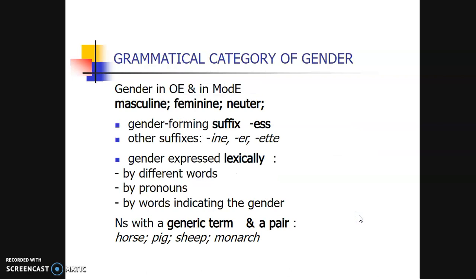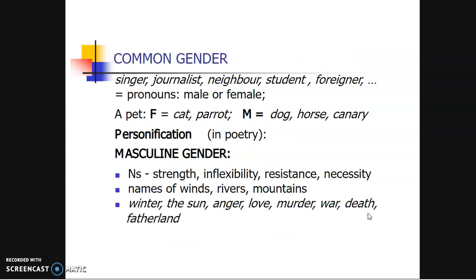Grammatical category of gender. Gender in English: masculine, feminine, neuter. Gender-forming suffixes, for example, gender expressed lexically by different words, by pronouns, by words indicating the gender. So, what else? Common gender: singer, journalist, neighbor, student, foreigner. Pronouns will be male or female. A pet, cat, parrot, and the feminine cat, parrot, and the masculine will be dog, horse, caterpillar.